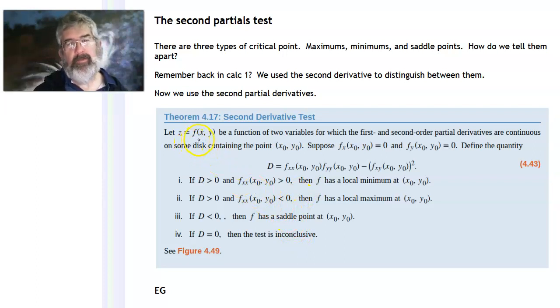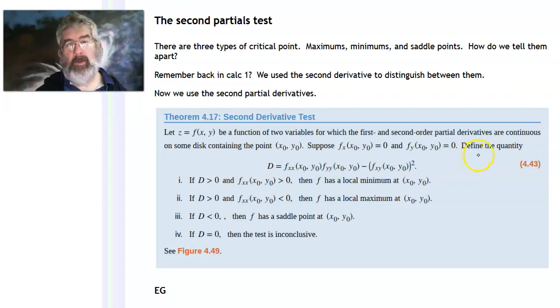It says if f of x, y is a function of two variables for which the first and second order partial derivatives are continuous on some open disk containing the point x0, y0, and suppose that both the first partial derivatives are equal to 0. So you're at a critical point. Not just a critical point, but the special type of critical point where the derivatives are equal to 0, right? There's another type where one of the derivatives might not be defined.